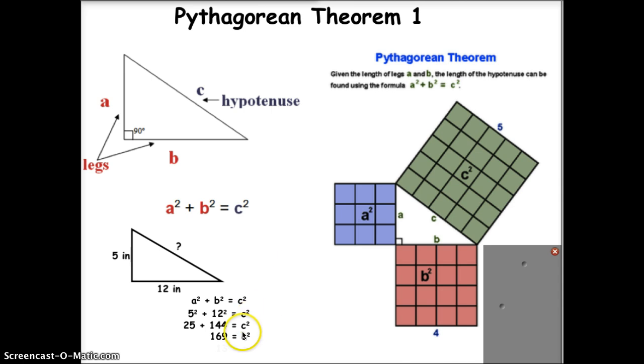And when I do that, the square root of 169 is 13. And the square root of c squared is just going to be c, because squaring something and taking the square root of the same thing are inverses of each other, and they just basically undo that. So the answer is C is equal to 13.